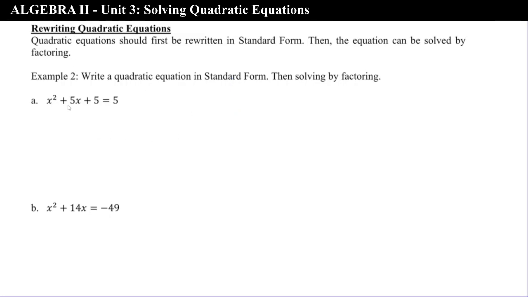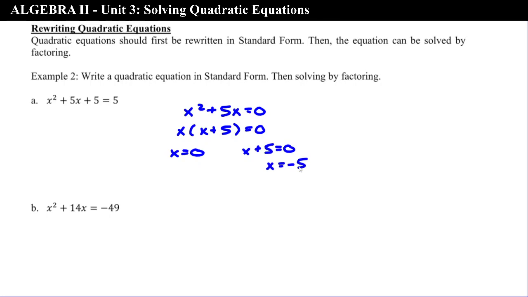So we have x squared plus 5x plus 5 equals 5. If we want to get rid of this 5 so that we have 0 over here, we just subtract 5 from each side. If we subtract 5 from each side, this 5 goes away and this 5 goes away. And we're left with x squared plus 5x equals 0. Now we can factor it. We factor an x out and we're left with x plus 5 here. And then we split it up. We have x equals 0 and we have x plus 5 equals 0. And x is negative 5. So our two solutions are x equals 0, x equals negative 5.